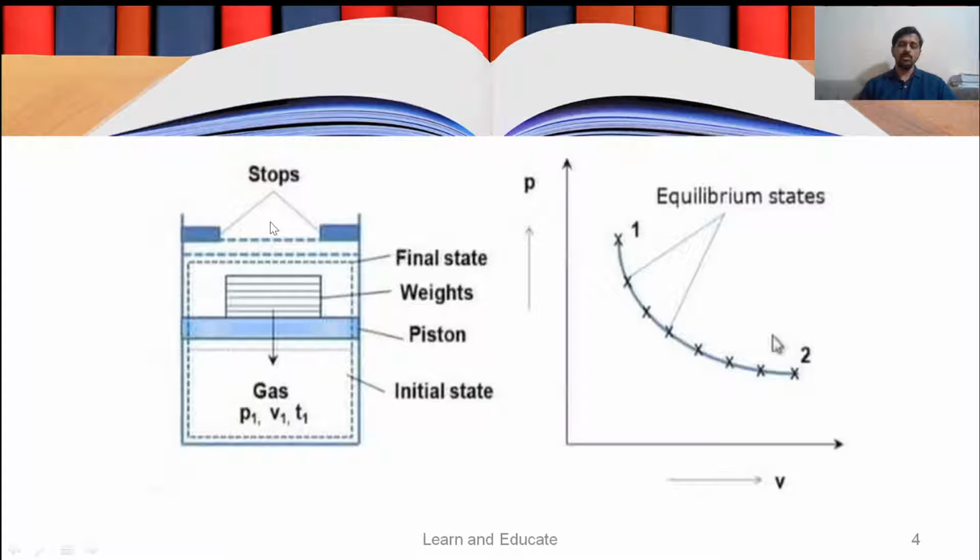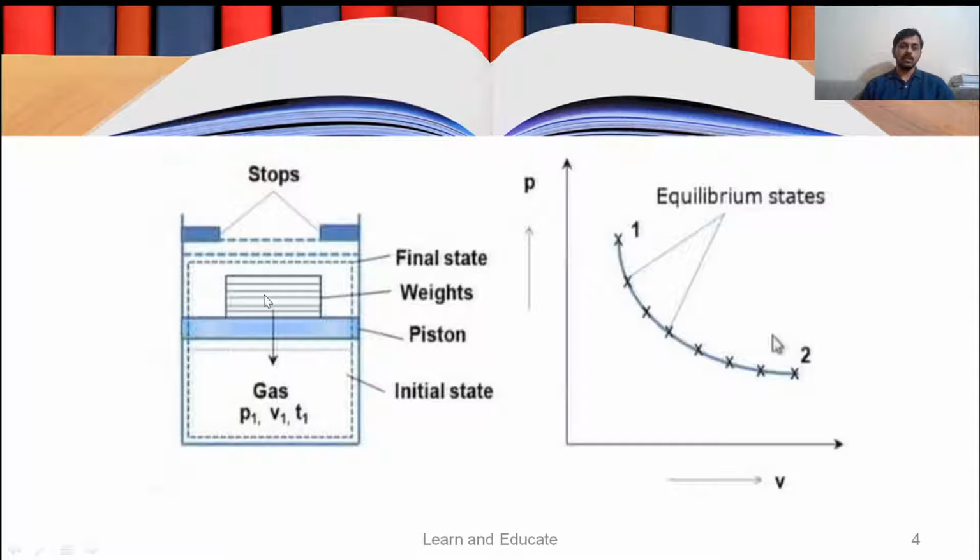Now we are going to remove the weights placed on top of the piston one by one. You can see a number of smaller weights placed on top of the piston. Now we remove the first smaller weight, so that the system moves from this state to the second state, another equilibrium state. The system will retain its equilibrium at another point, where the pressure will be some intermediate pressure, P11 or something like that.